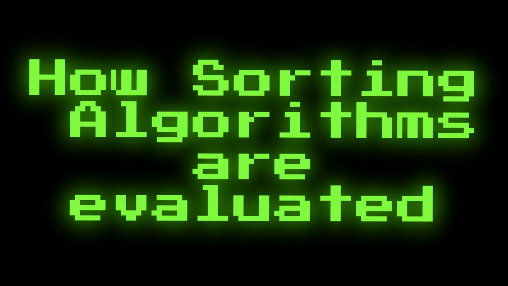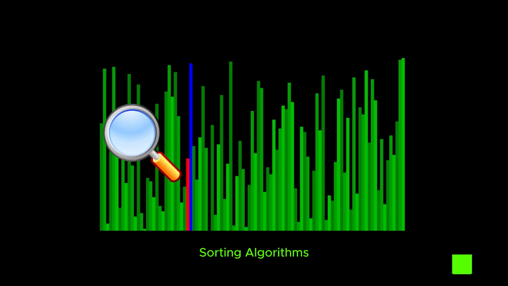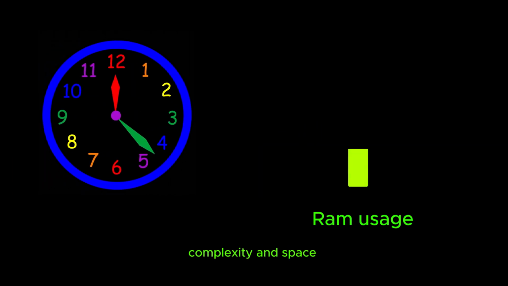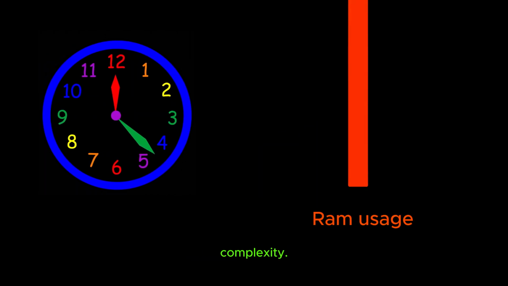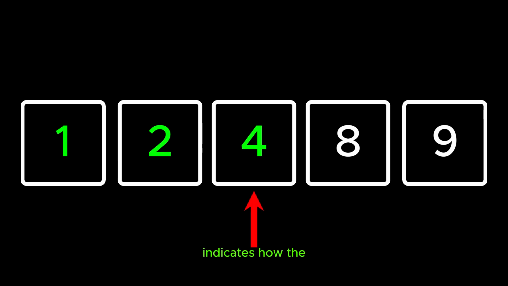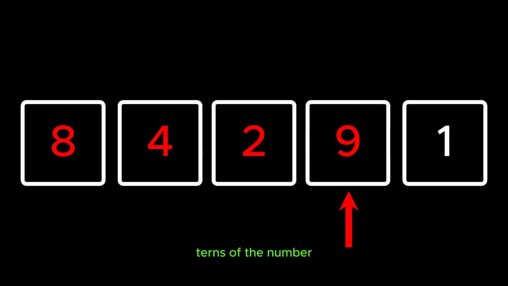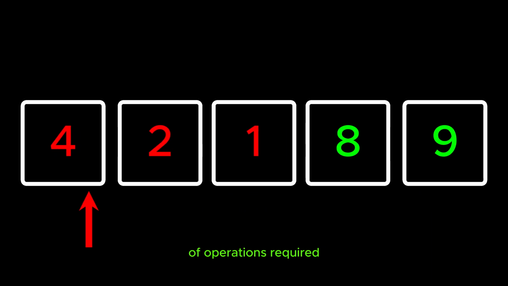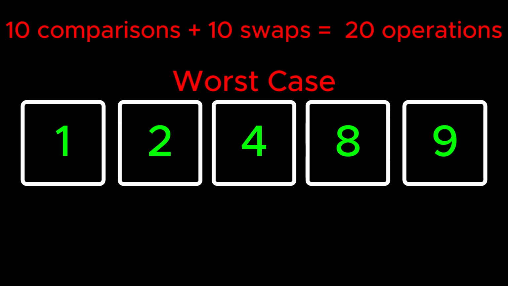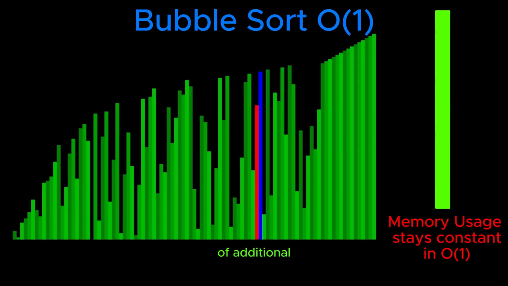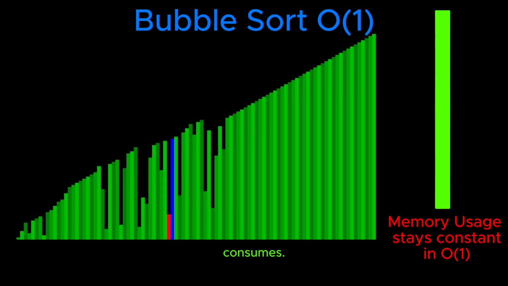How sorting algorithms are evaluated. Sorting algorithms are typically evaluated based on time complexity and space complexity. Time complexity indicates how the algorithm performs in the best and worst case scenarios in terms of the number of operations required to sort the list. Space complexity refers to the amount of additional memory the algorithm consumes.